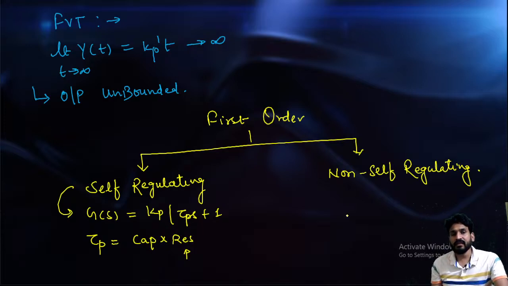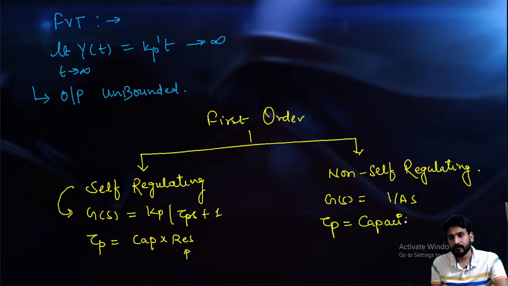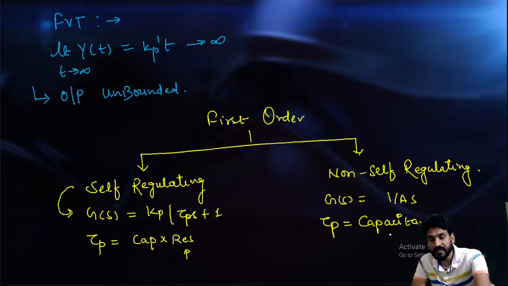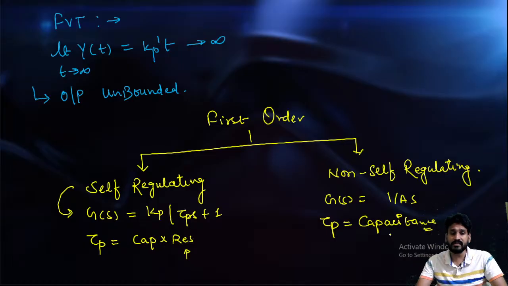But for the non-self-regulating system, my transfer function will be 1 divided by As, and here my tau p has only the capacitance. There is no resistance at all. If there is no resistance, then it is difficult for the system to achieve its steady state again.